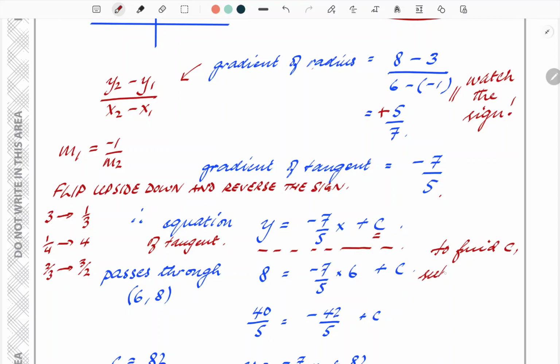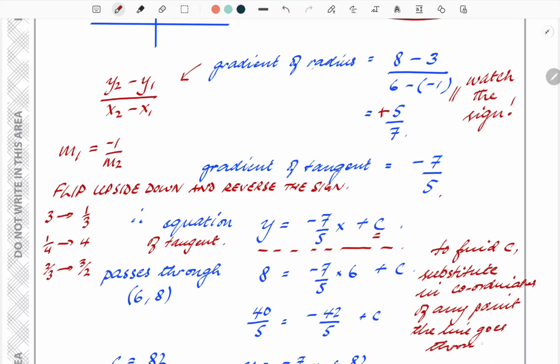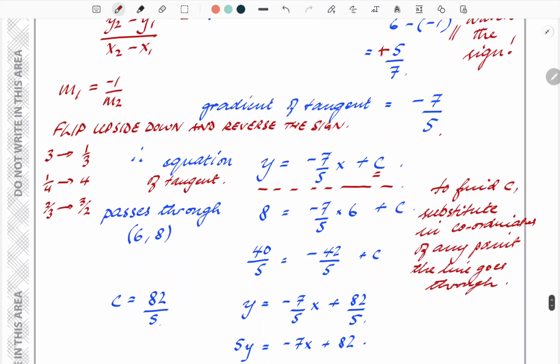Again, I've done this in previous videos. Substitute in coordinates of any point the line goes through. There we go. All right. And so in this case, we know it goes through 6, 8. So put in y equals 8, x equals 6 into our initial equation and solve for c.